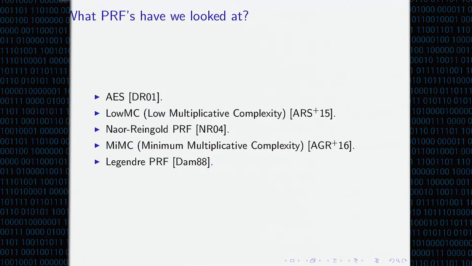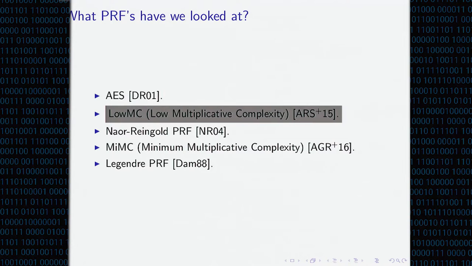Okay, so what PRFs have we looked at? We have looked at AES, LowMC, Naor-Reingold PRF, MiMC, and Legendre PRF. There has been little prior work, namely just LowMC. This was a cipher designed to have a low depth circuit for MPC and FHE land. And we took the rest of them. But remember that this is not good because LowMC and AES both work in binary fields. The other three work in prime fields.